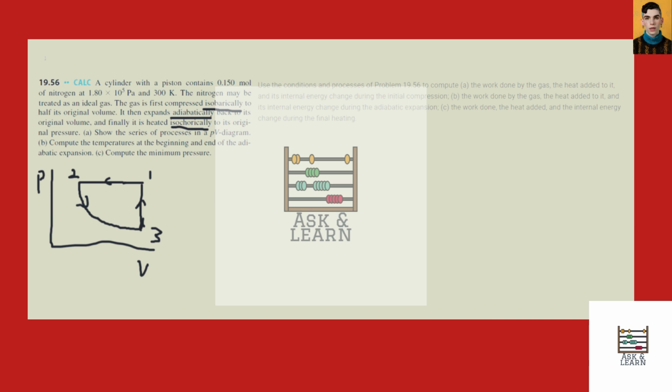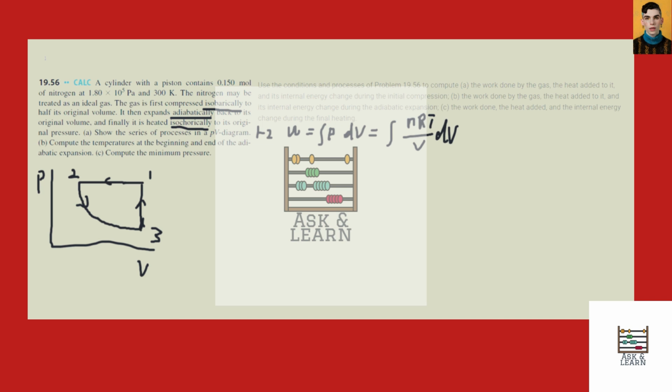So the problem is we need to find out the work, heat, and change in internal energy for each process. Okay, so for process 1 to 2, the pressure is constant. So by definition, work is PdV. And P is simply nRT over V dV.